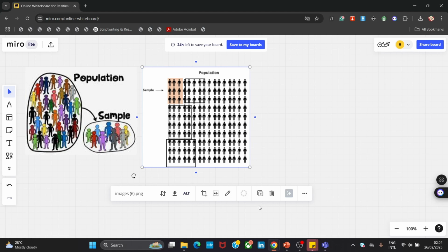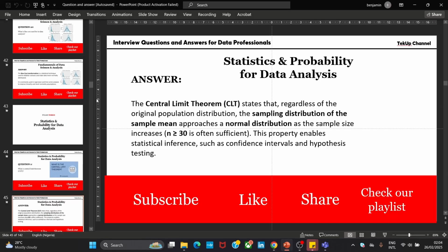Now, let's go ahead and look at the answer that we gave. In this answer, we said the central limit theorem says that regardless of the original population distribution, the sampling distribution of the sample mean approaches a normal distribution as the sample size increases. Like I mentioned, the sample size needs to be greater than or equal to 30 to be sufficient. This property enables statistical inference such as confidence intervals and hypothesis testing.